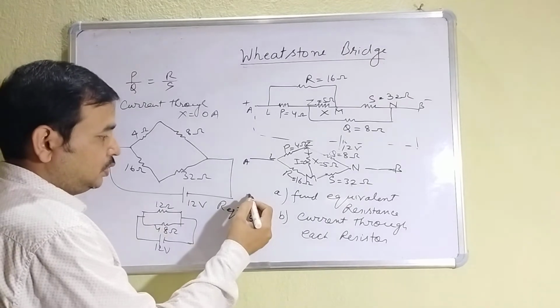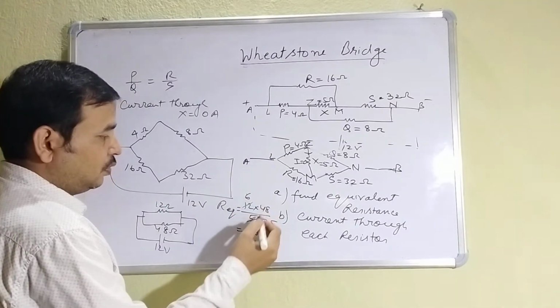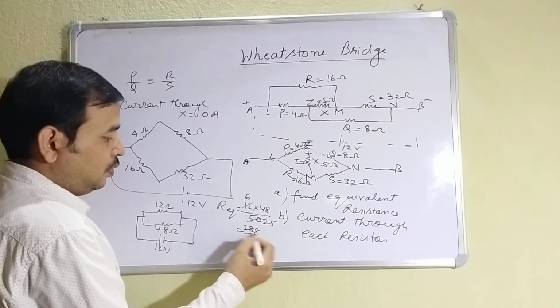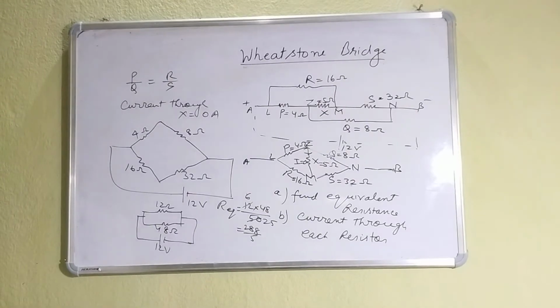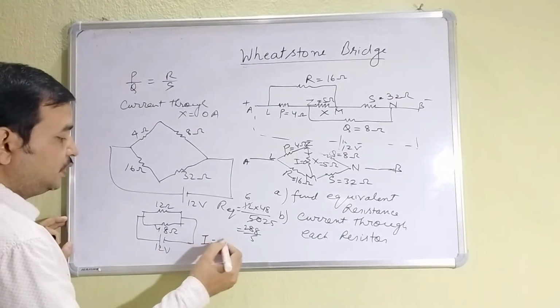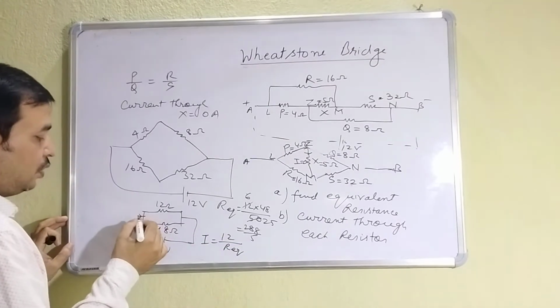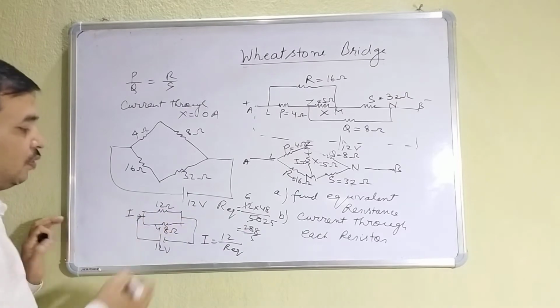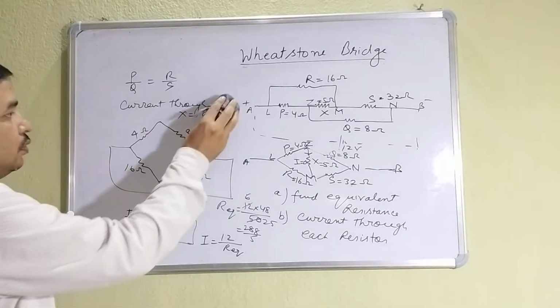No problem. 2 sixes are 12, 5 there. So 8 sixes are 48, 4, 288 by 5. Whatever values will be given to you, calculate the equivalent resistance. Then you calculate the total current, that is 12 by R equivalent. When you get the total current, then you calculate the different currents. Already you have done this problem in class 10 also.